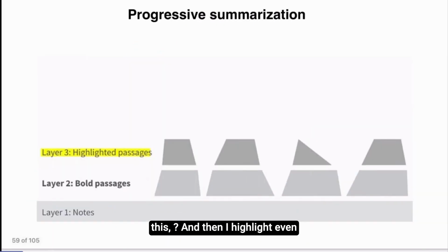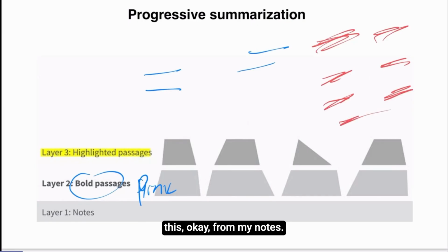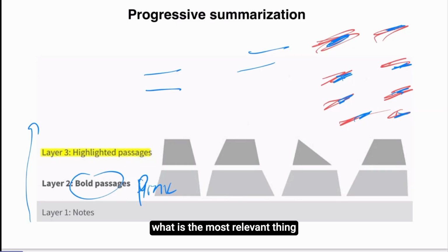And then I highlight even further. I'll use another color. I'll start with, let's say, yellow, or let's say pink. And I'll initially highlight a few things in pink like this, okay, from my notes. And then to this, I'll highlight a few sub words within that layer to compress it even further. So what I'm trying to do is I'm building the context in my first aid, and then I'm compressing information as much as possible to look at what is the most relevant thing and not reading the whole thing.